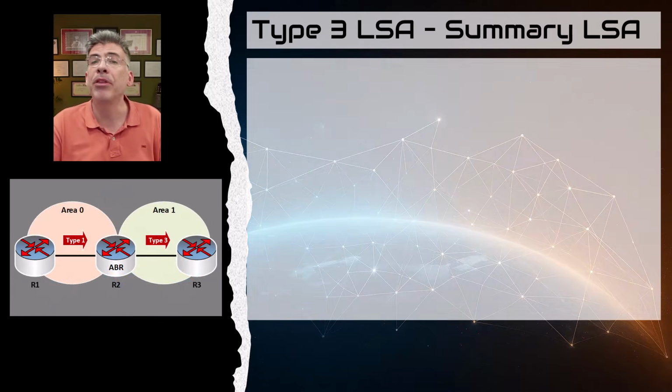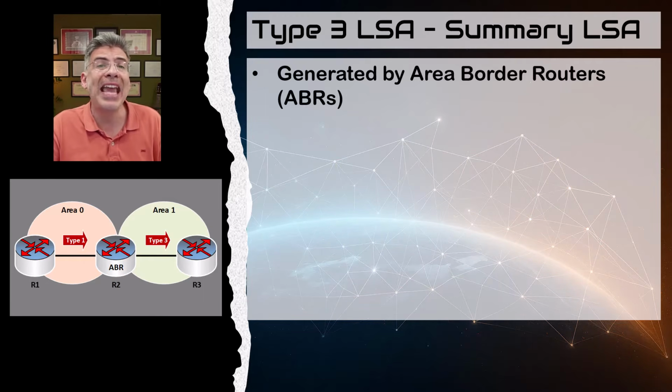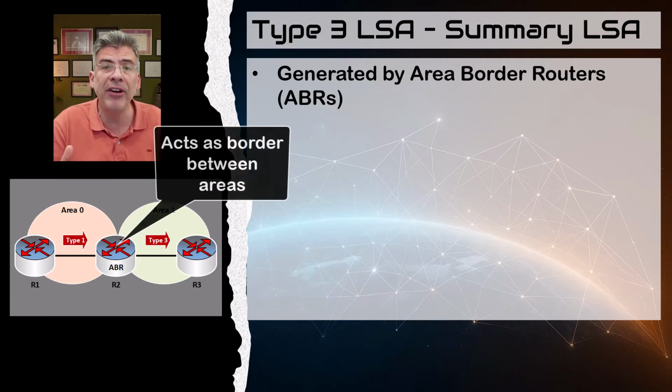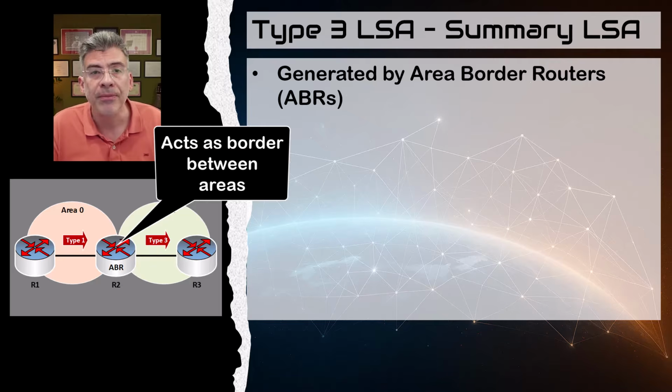Next, we have Type 3 or summary LSAs. These LSAs are generated by an ABR, or an area border router. ABRs are routers that have at least one interface in one area and another interface in another. ABRs essentially sit at the border between two areas.